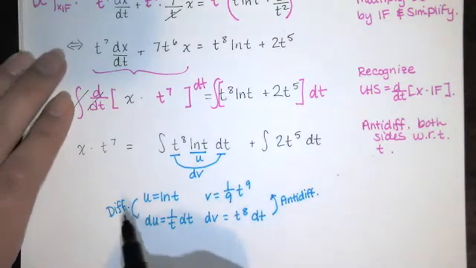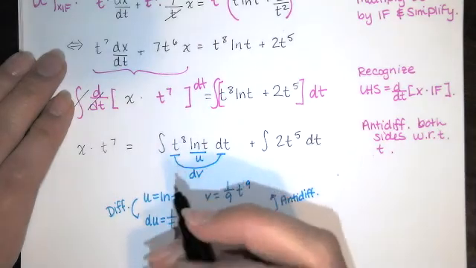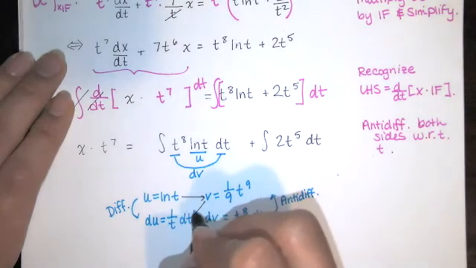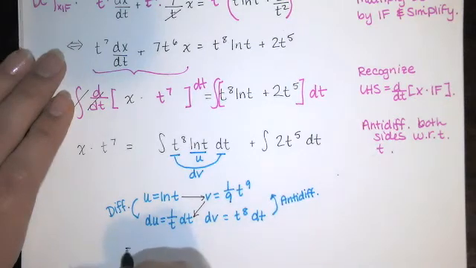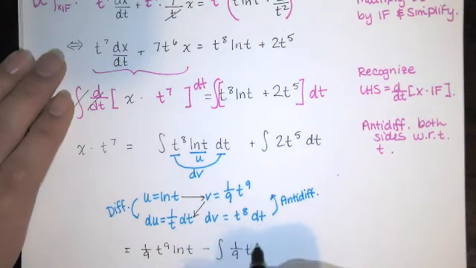Now, according to integration by parts, which actually comes from the product rule, the integral of u dv is u times v minus the integral of v du. So we get u times v, so that's 1/9 t to the 9th times natural log of t minus the integral of v, it's 1/9 t to the 9th times du, that's 1 over t dt.